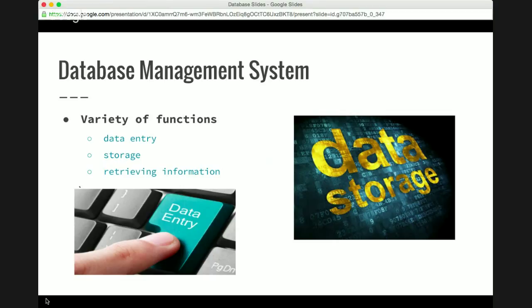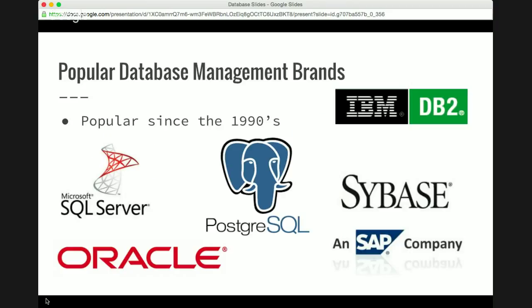There are many different brands of database management systems that we can see on the screen right now. Just a few of these popular database management systems include Microsoft SQL Server, Oracle, Sybase, and IBM. These have all been popular since the 1990s.